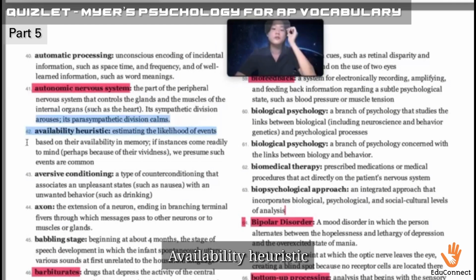Now let's look at the availability heuristic. Availability heuristic is used for estimating the likelihood of events based on their availability in memory. If instances come readily to mind, perhaps because of their vividness, we presume such events are common.